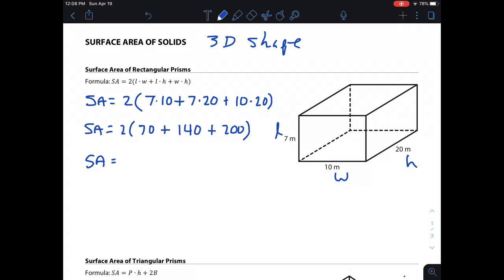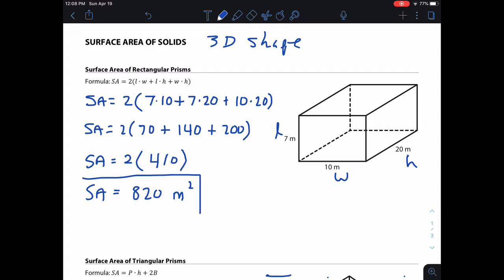Now I'm just going to add everything together that's in the parentheses. So I have 2 times, well, 70 and 140 is 210. 210 plus 200 is 410. And then 2 times 410 is 820. In this case, we have some units there, so we want to keep the units. We have 820 meters. And then surface area is area, so we want to make sure we square the units. So it's 820 meters squared. So the surface area of this particular rectangular prism is 820 meters squared.